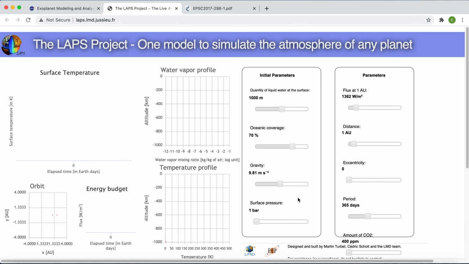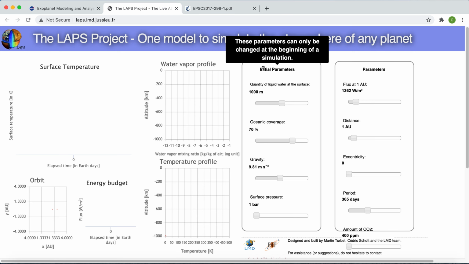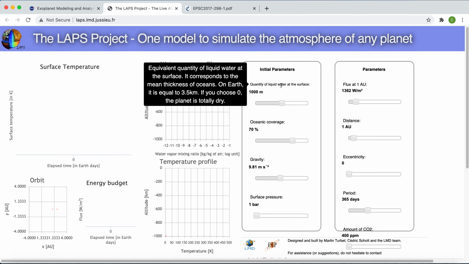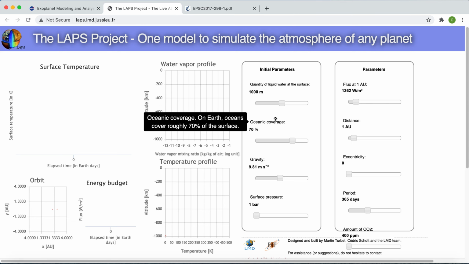So the initial parameters are the quantity of liquid water at the surface, which is the mean thickness of oceans. On Earth, it's equal to 3.5 kilometers. If you were to choose 0, that would mean the planet is totally dry. Oceanic coverage is exactly what it sounds like. It is the percentage of the surface that's covered in oceans. On Earth, it is covered in roughly 70% of water.